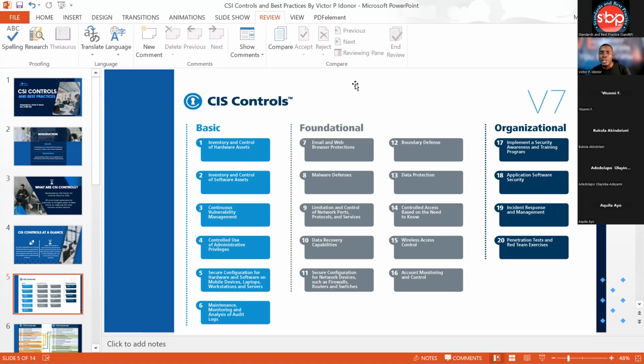Then under the foundational, we have email and web browser protections. How secure are your web browsers, your email clients, your email server, your web servers, etc.? All of these are also covered in those controls.